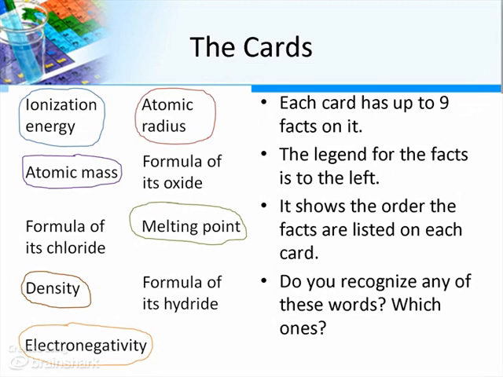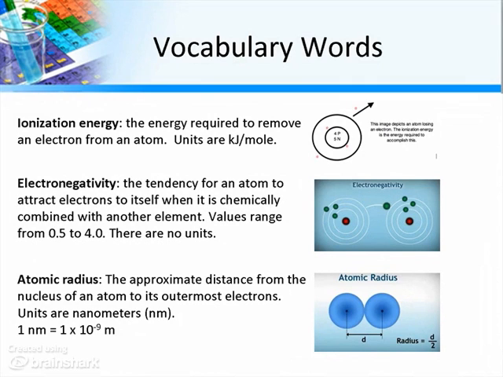Do you recognize any of these words? If so, which ones? What do you remember about them? In class, the 3 that most of the students did not know much about or even recognize are shown on the screen. Read the first definition and look at the picture. In your science journal, in your own words, write a definition of the word. So that means that you will read ionization energy, the energy required to remove an electron from an atom. And look at the picture.